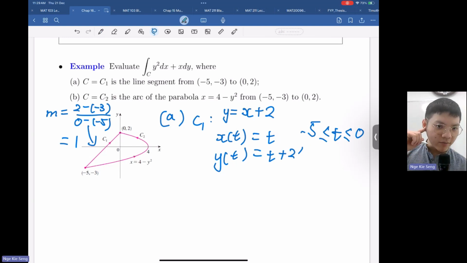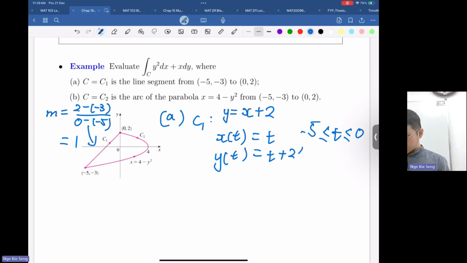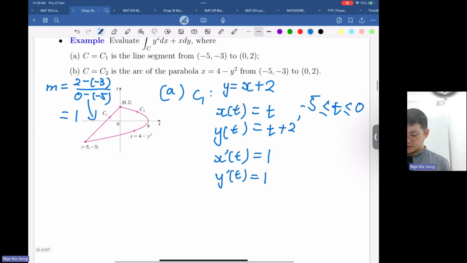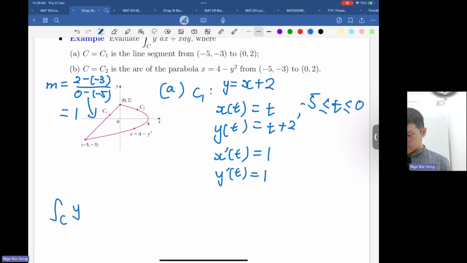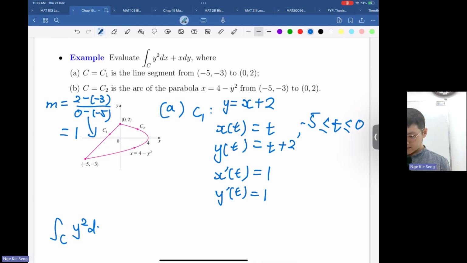So are we ready to compute already? Yes, we're already ready to compute. So for the line integral, we need x prime t and y prime t as well. So x prime t is 1, y prime t is also 1. Okay, and then let's compute this line integral with respect to x and y. So this one is actually almost by definition, right? So this is by definition.